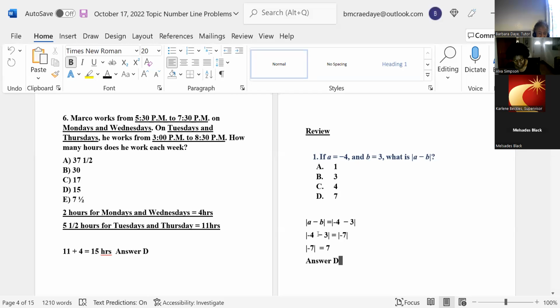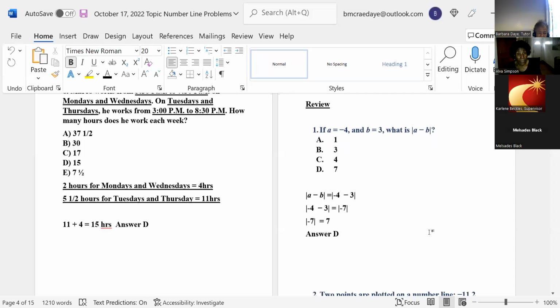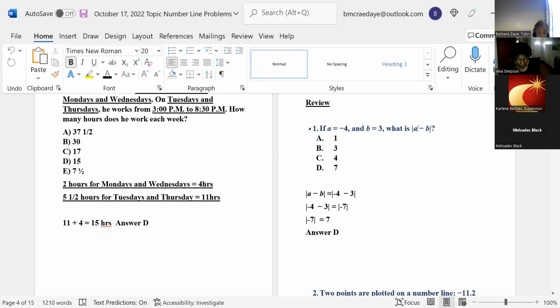So now you do your signs. -4 minus 3, like Alva said, add the two negatives, you get a -7. But absolute value does not have a sign. So absolute value of -7 is just 7. Okay. Got it? Yes, I'll catch on some more. But just remember, you represent absolute value by these two vertical lines.